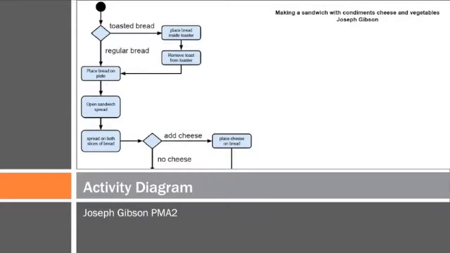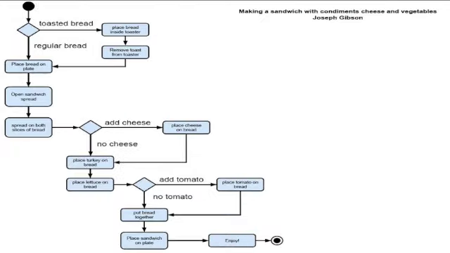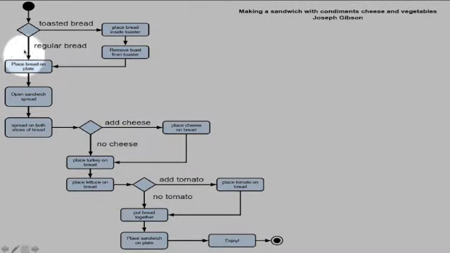Hey class, I'm going to talk to you guys about our activity diagram. I'm going to explain the process of making a sandwich with condiments, cheese, and vegetables. Our precondition is that all the supplies are clean and on the table.